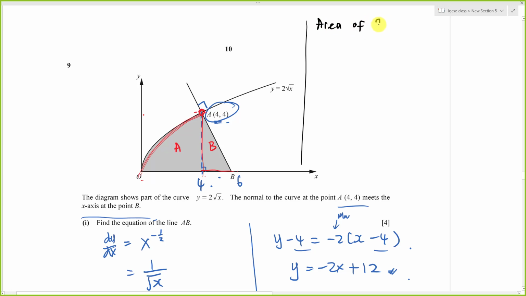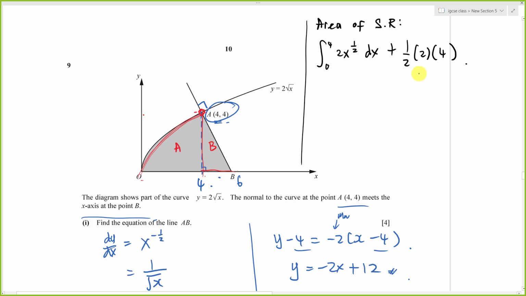Area of shaded region. In the exam, you shouldn't write short form; you write the shaded region in full form. So part A will be the integral from 0 to 4 of the curve, which is 2x to the power half, 2x^(1/2) dx, because it's with respect to x, plus the area of the triangle, which is half times base, which is 2, times height, which is 4.